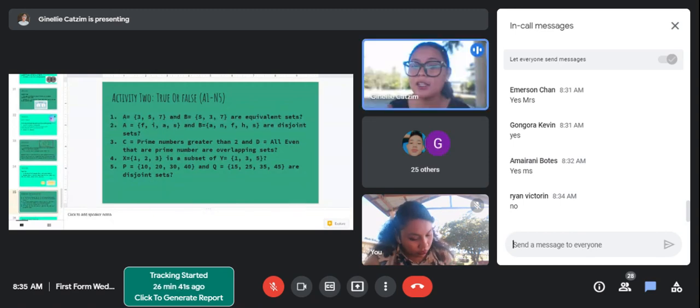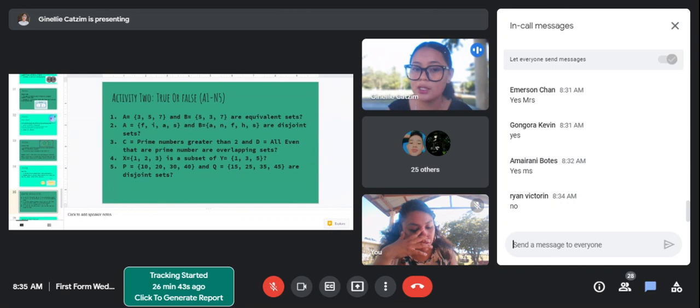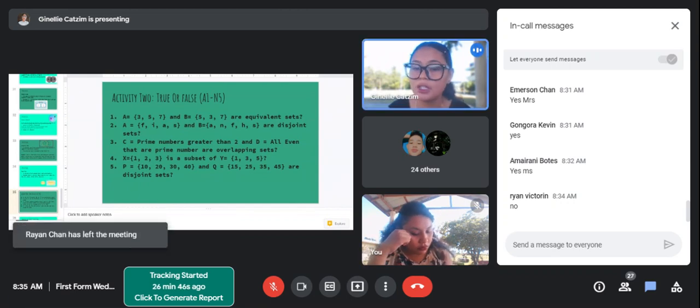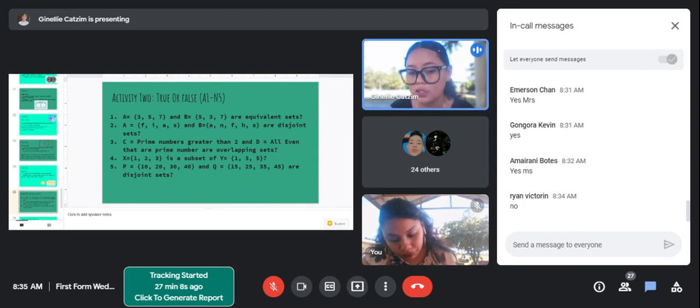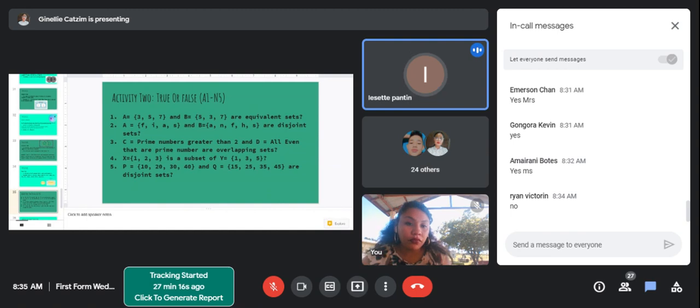Okay, because at least one element is common in the two of them, right? We have E in set A and we also have an E in set B. So because we have one element in common, those are not disjoint sets. So this is false. Those are overlapping sets. Remember, disjoint is when they have nothing in common, but overlapping is when they have at least one in common. Okay, miss, sorry, I get confused. Okay, no problem.